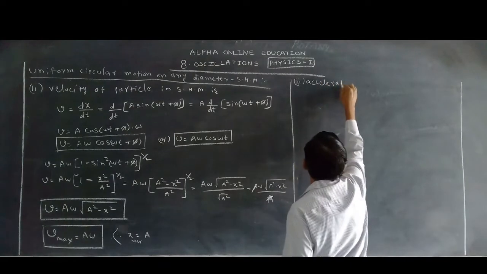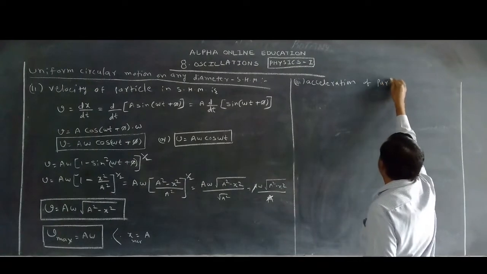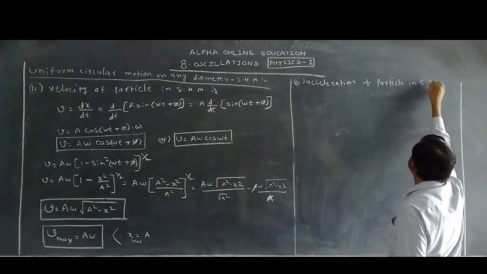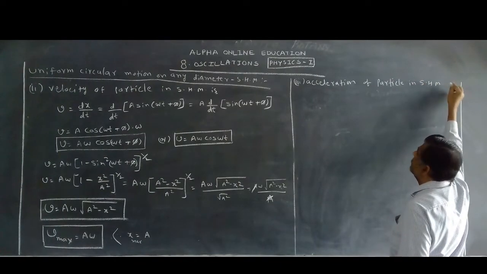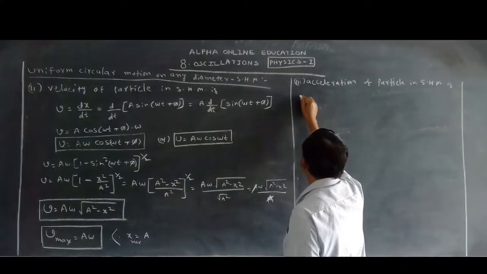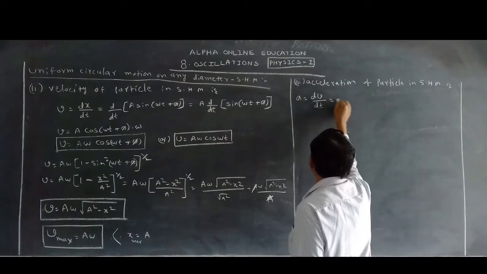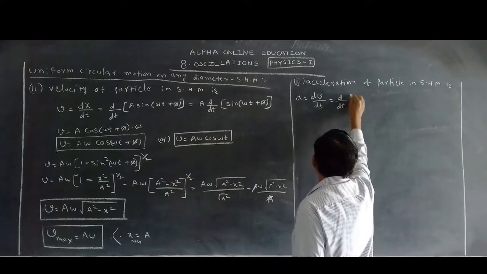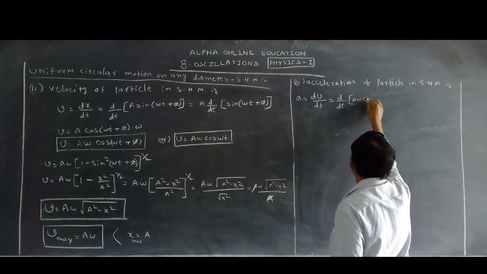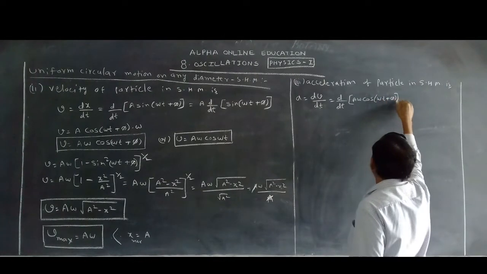Acceleration of a particle in SHM is... Now, what is the equation for acceleration? a is equal to dv by dt, d by dt into what is v? A omega cos(omega t plus phi).